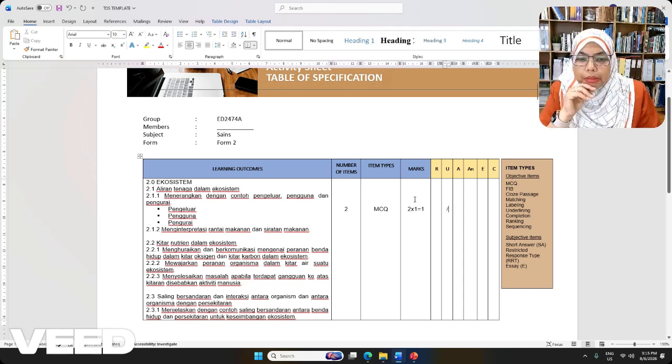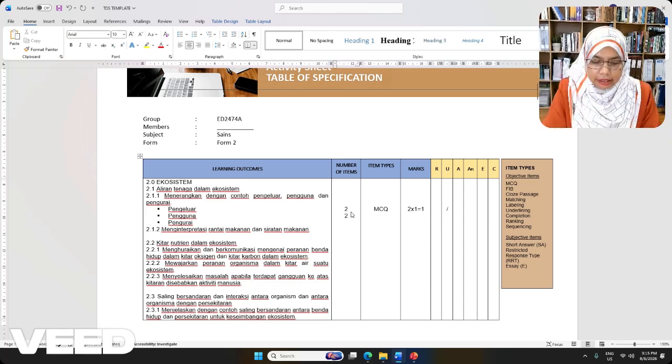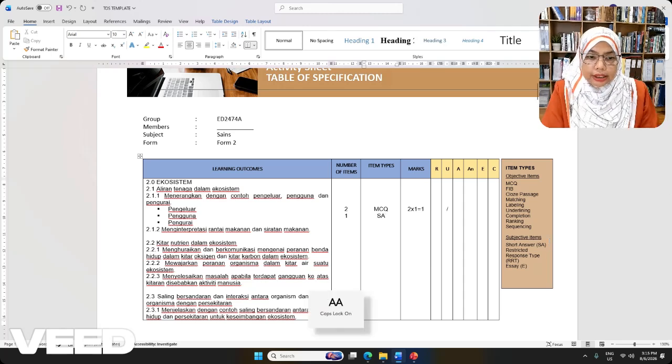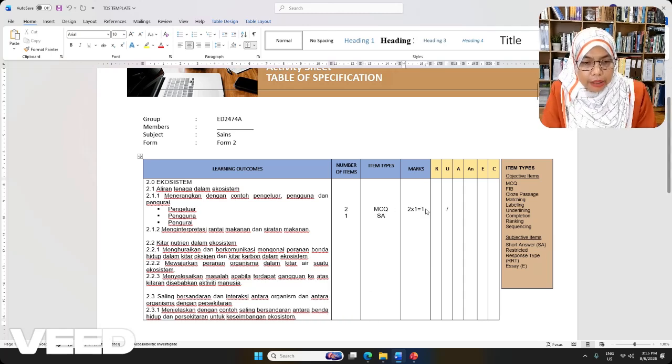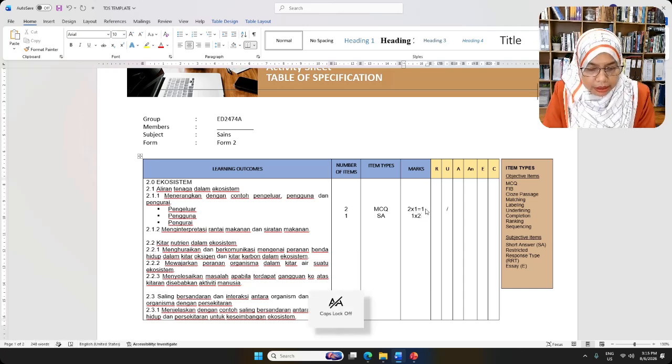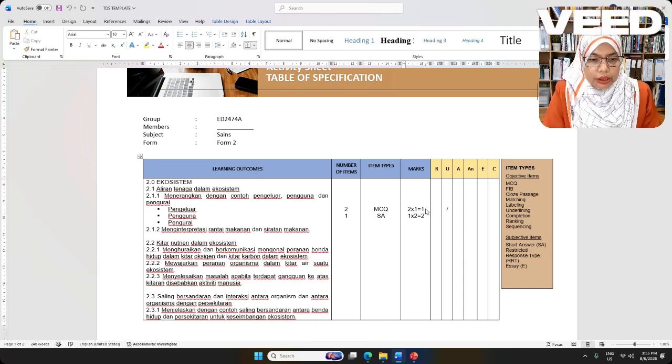Pengguna pula. Let's just say that I just want to have one item and I want to use short answer. So just type in short answer and say, for example, I want to give 2 marks for this question. So 2 marks, one item, multiply by 2 marks equals 2.